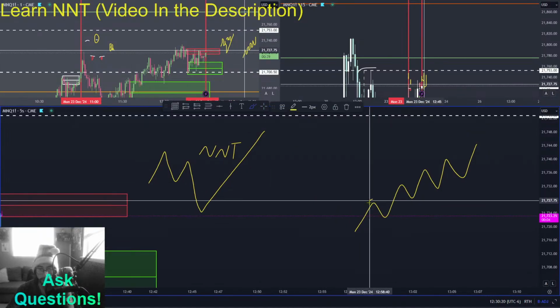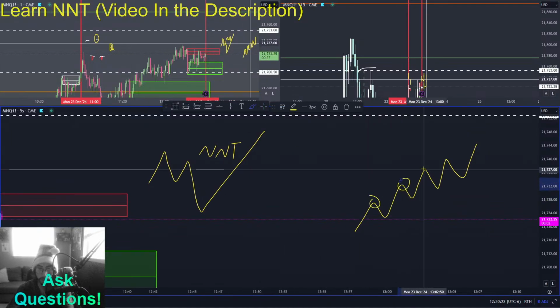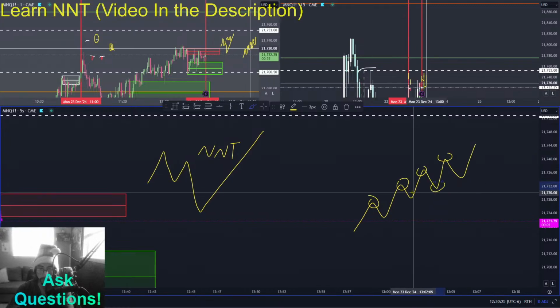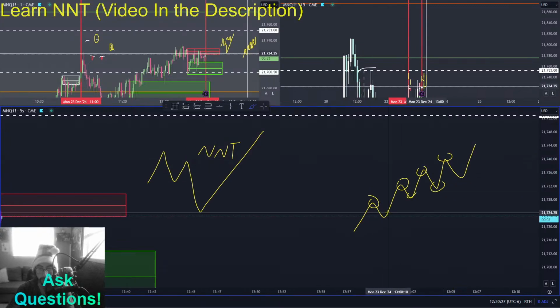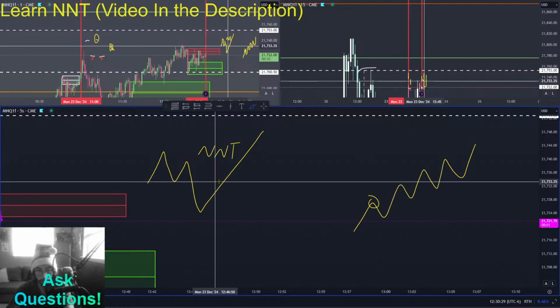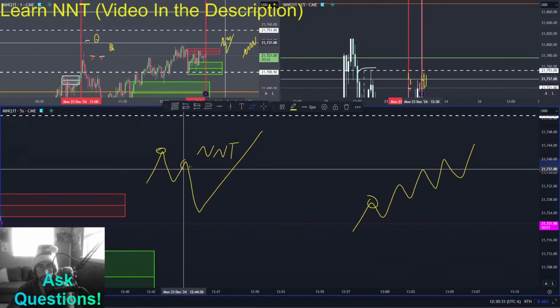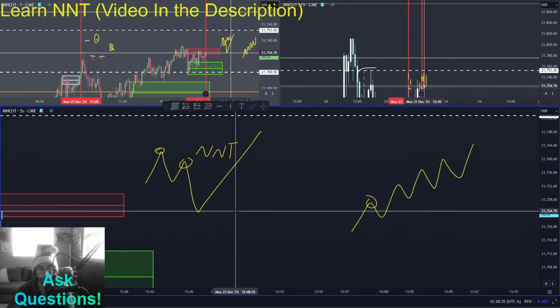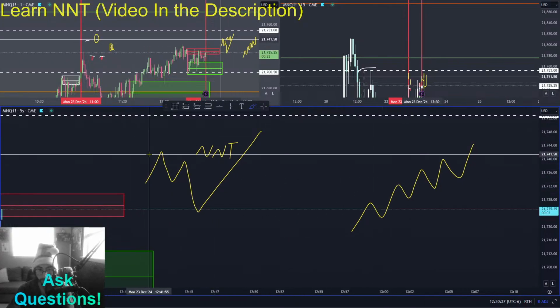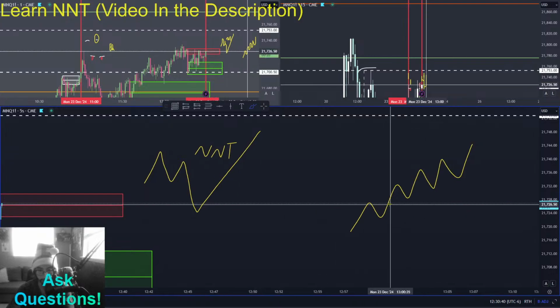Okay, so every top is a swing high. Swing high, swing high, swing high. Every bottom is a swing low, swing low, swing low, swing low. After we know where our swing lows and swing highs are, we should be able to distinguish them on this pattern here. Swing high, swing high, swing low, swing low. Okay? So all the tops are swing highs, all the bottoms are swing lows.